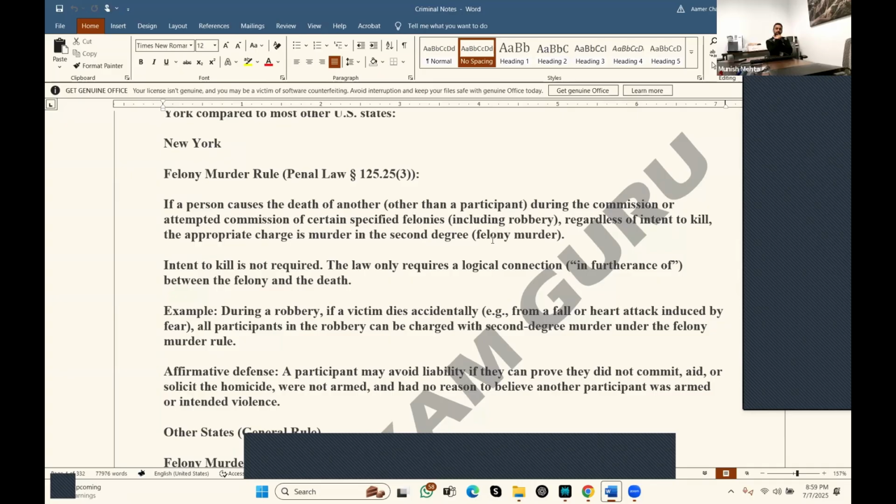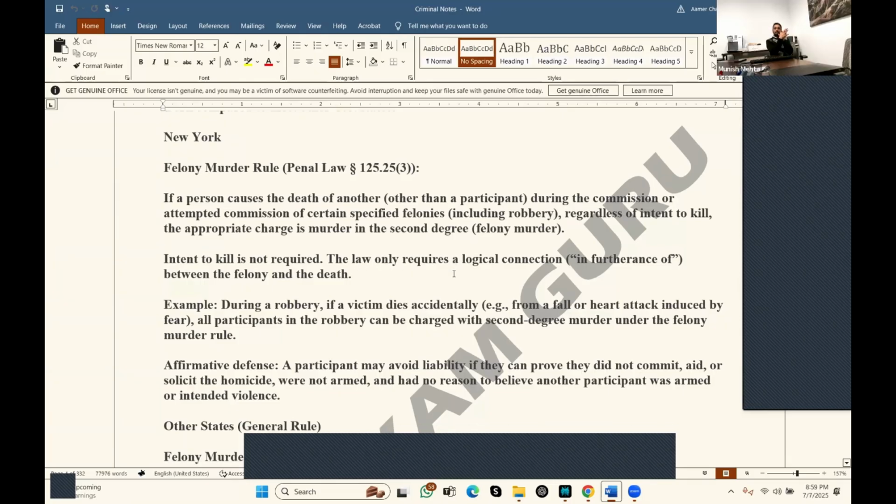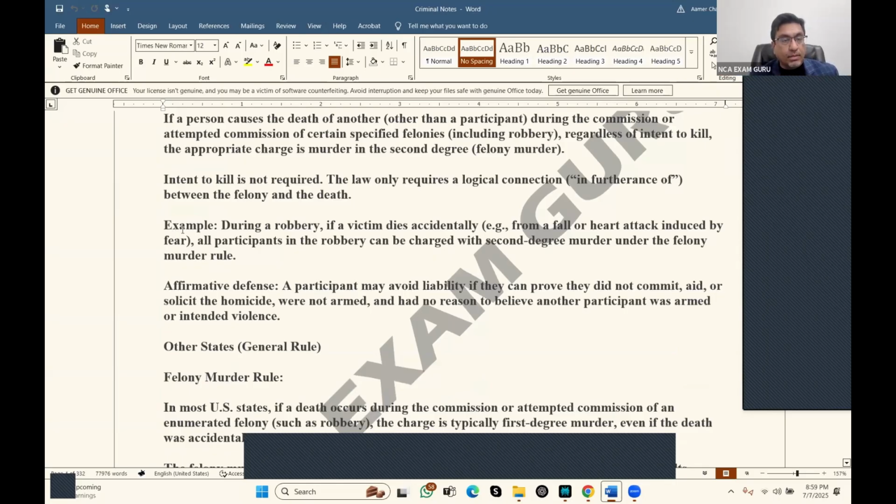First degree murder. I'm not telling the penal code of New York, I am telling the American law. Okay, read: intention is not required. Intent to kill is not required. Example: during a robbery, if a victim dies accidentally, for example from a fall or a heart attack induced by fear, all participants in a robbery can be charged with second degree murder under the felony murder rule.